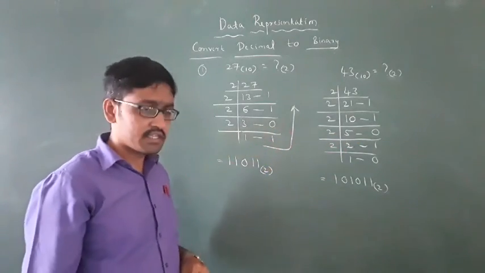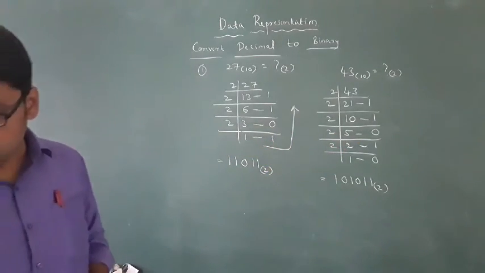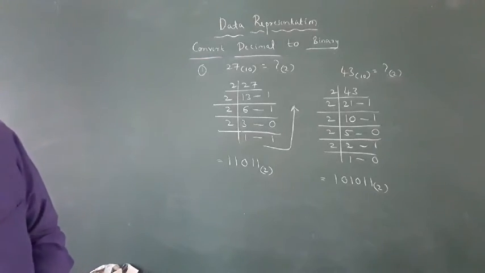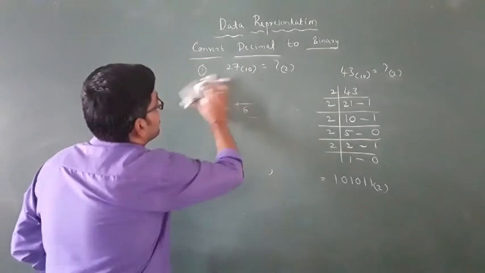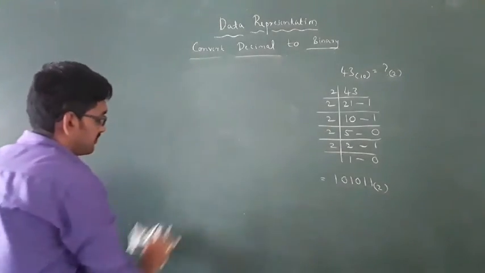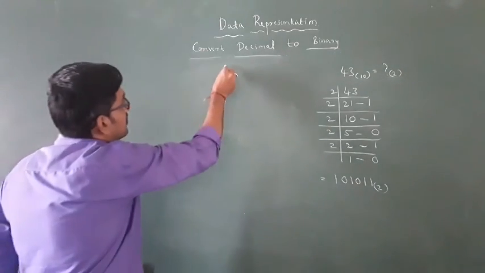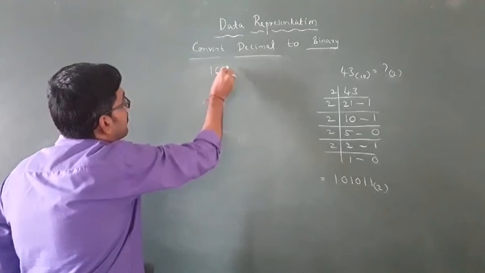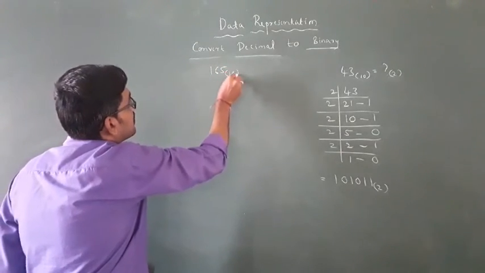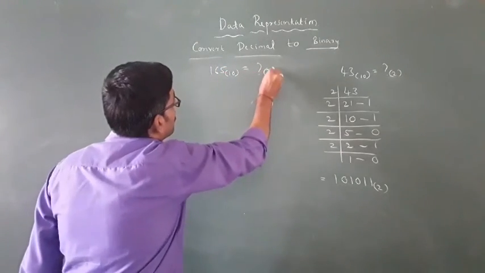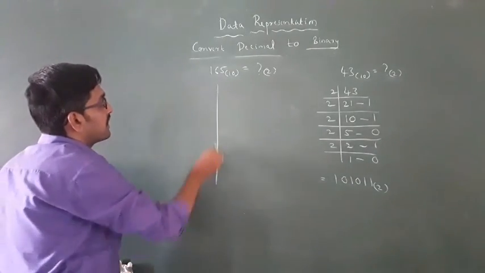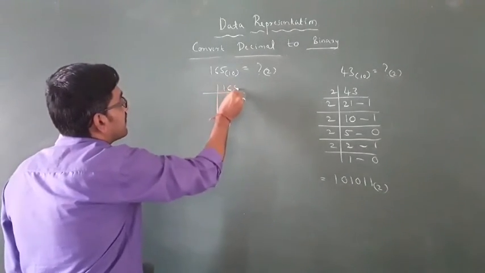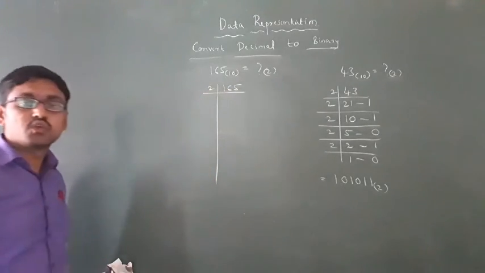The next one, you have to convert 165. It is in decimal. You have to convert it to binary. How to convert this into binary? Take 165 divided by 2.